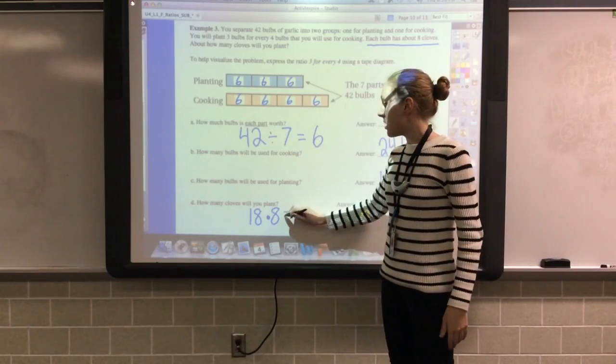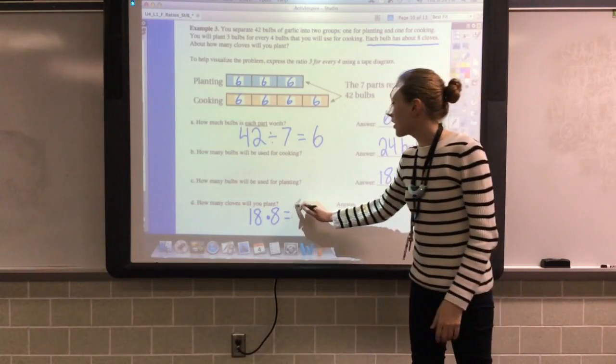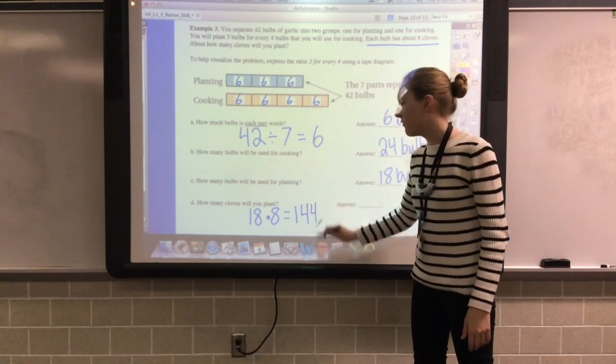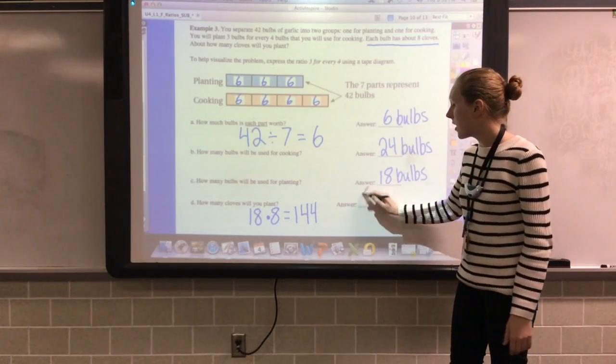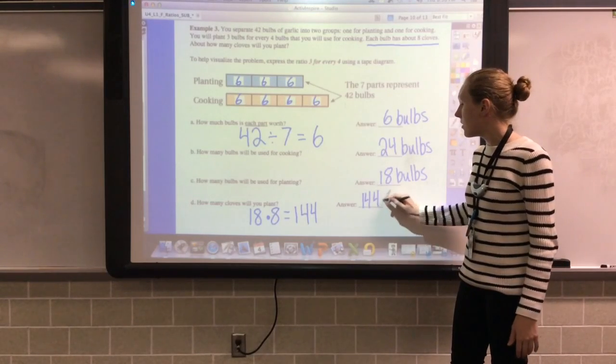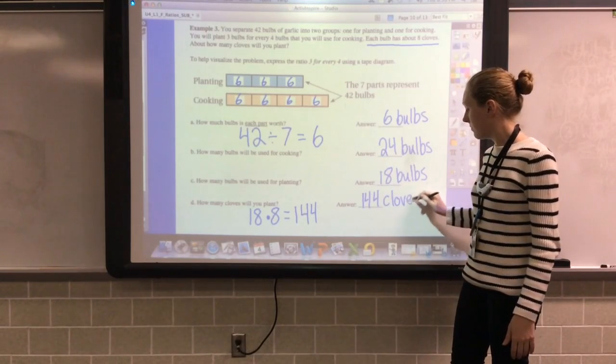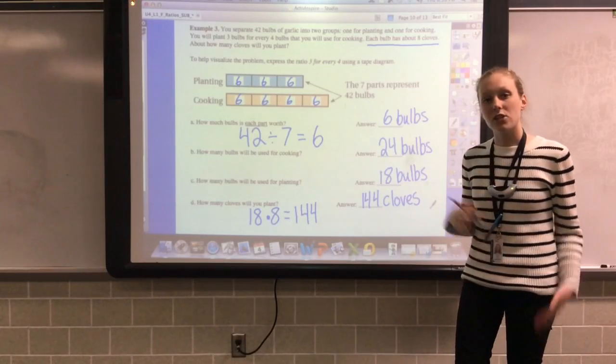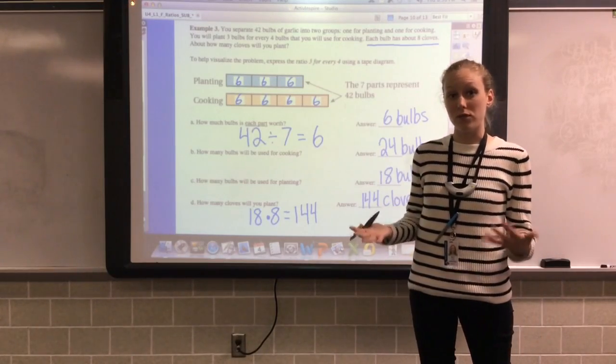Okay? Now if we do that multiplication, we're going to get 144. So our answer is 144, not bulbs this time though, cloves. Alright? So you're going to use 144 cloves for planting.